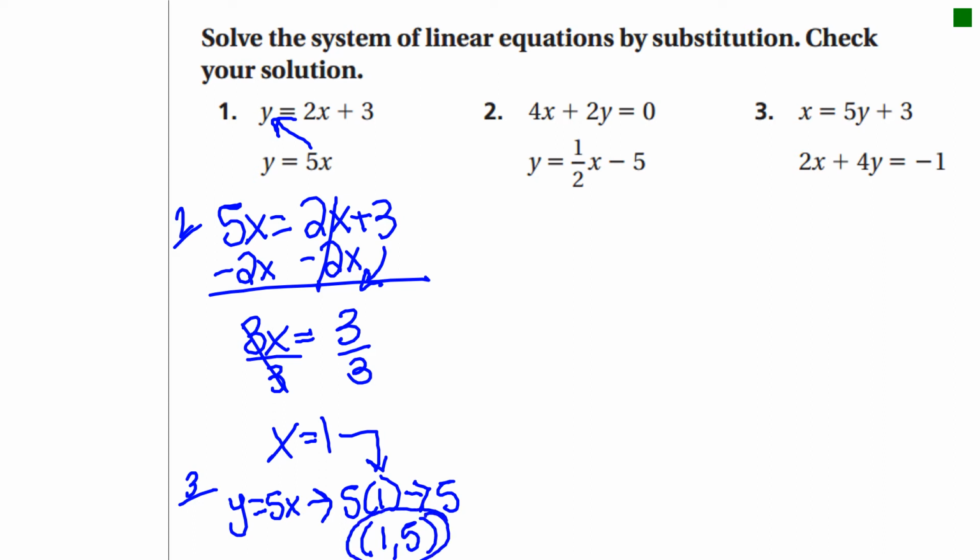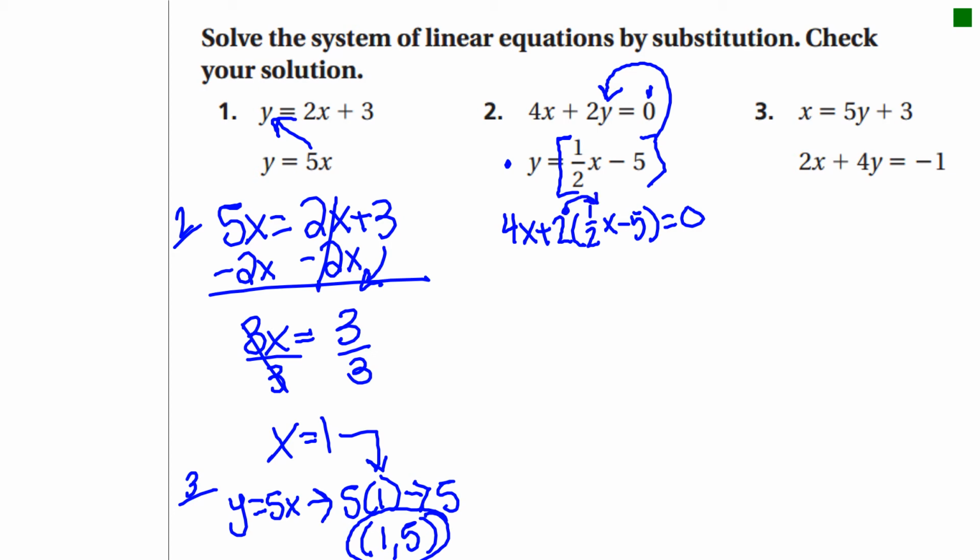All right, let's go to example 2. We want to get our first step. We want one of them to say y or x equals. Done. This is the one that says y equals. So we're going to plug this information here in for y because it's y equals that. Okay, step 2, 4x plus 2 in parentheses 1/2 x minus 5 equals 0 because it has to stay equal to 0 right here. Now we're going to solve for x.